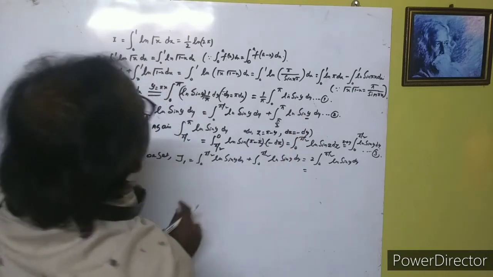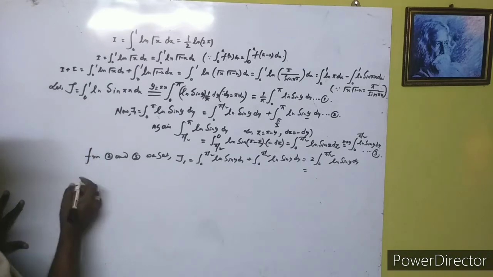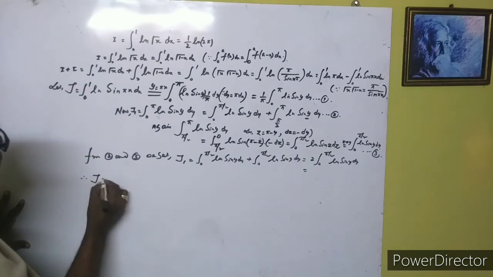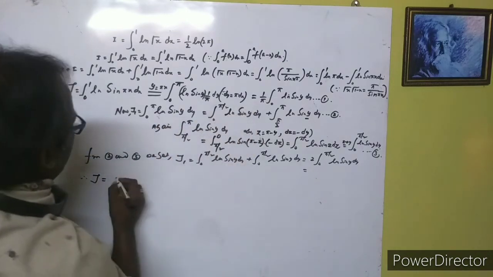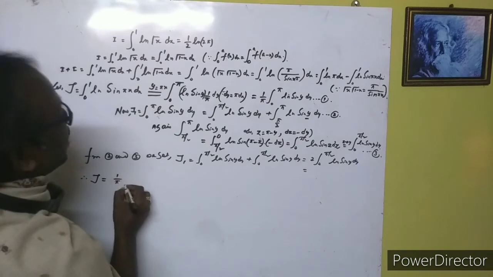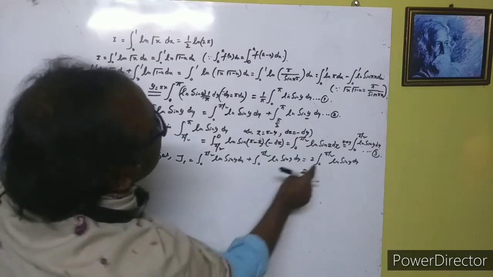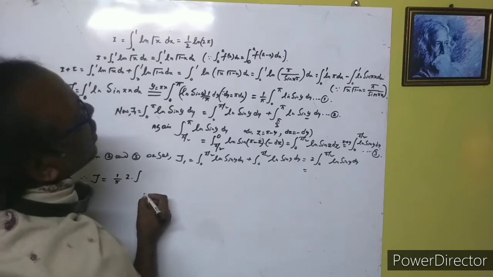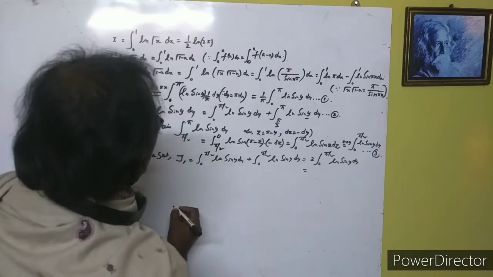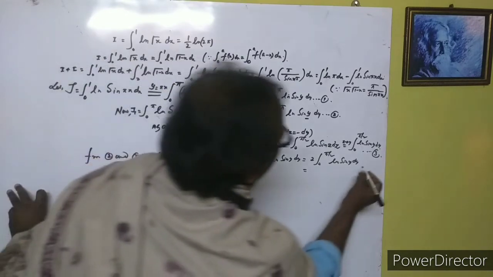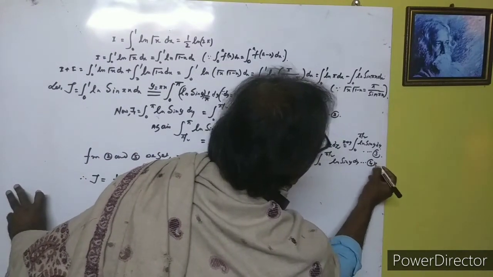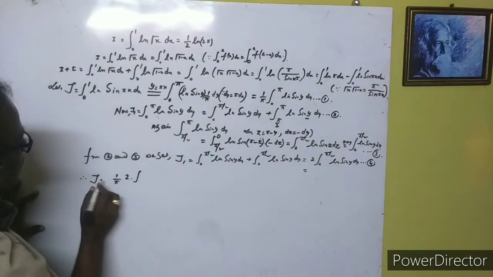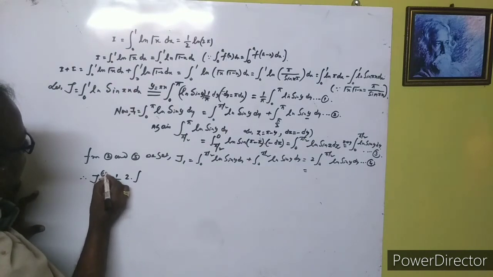For that, okay, and this is j. Therefore, j is equal to 1 by pi, and this is equal to 2 into, it is from 1 and 4. We can write here, this is 1 and 4.